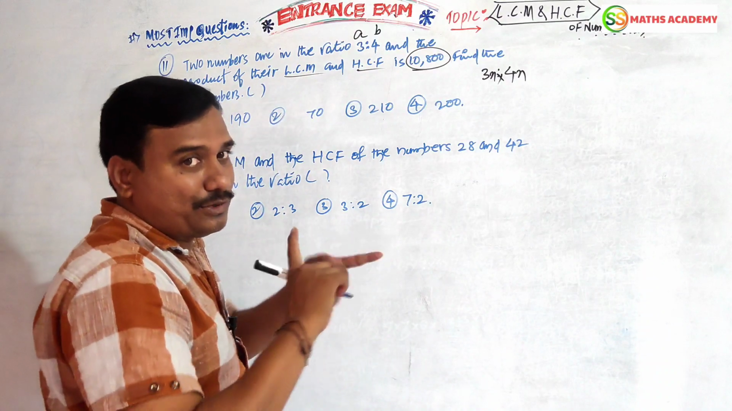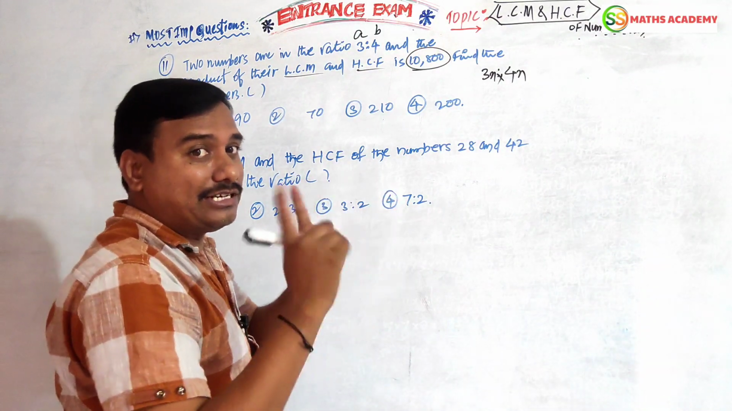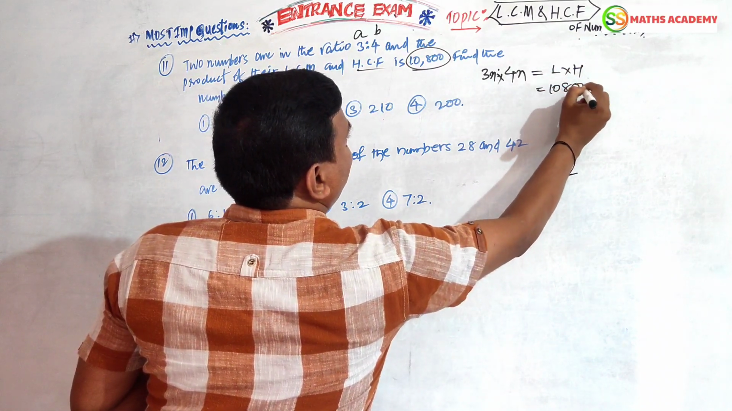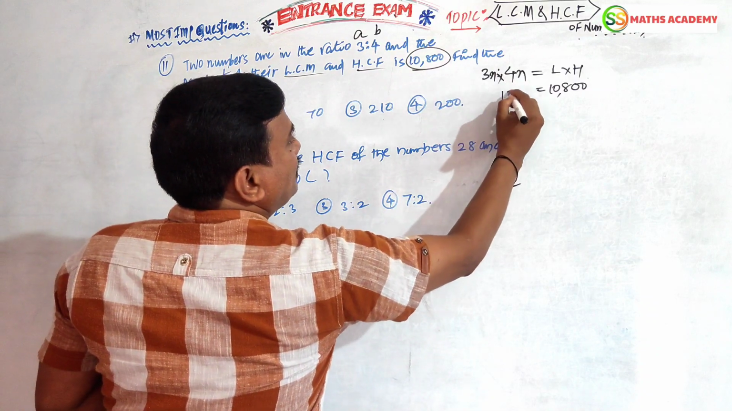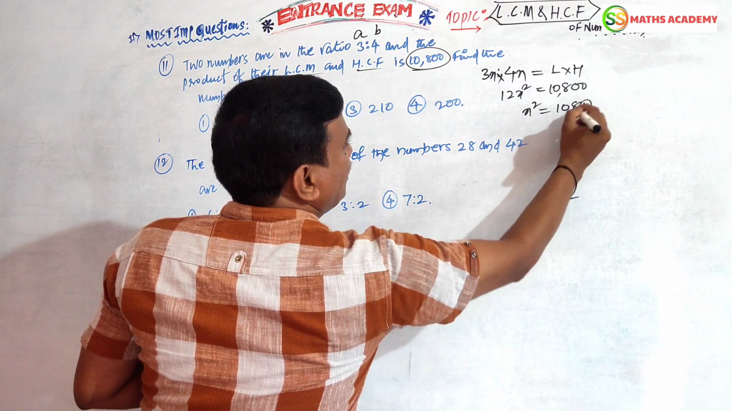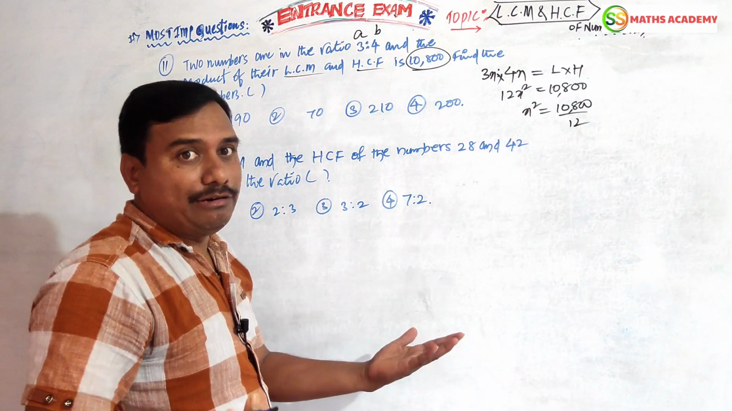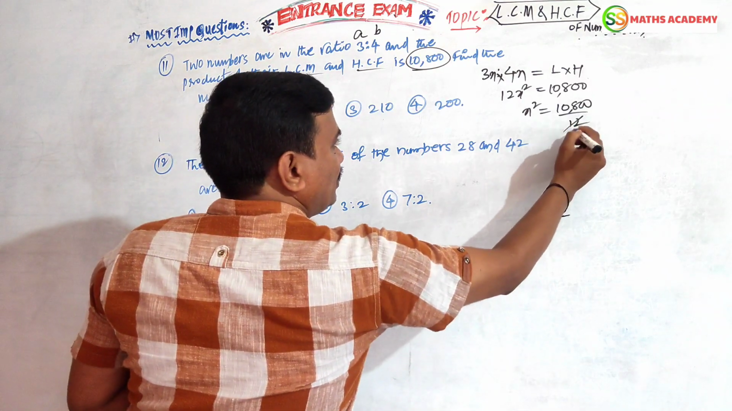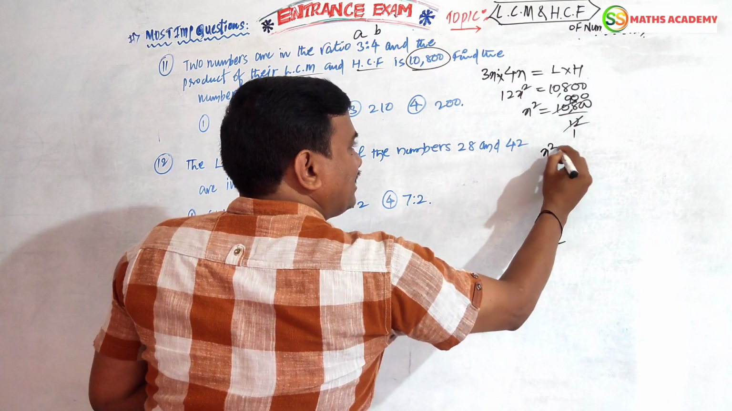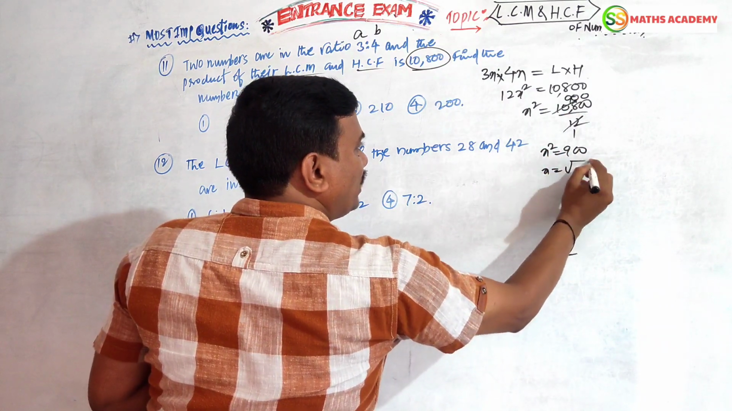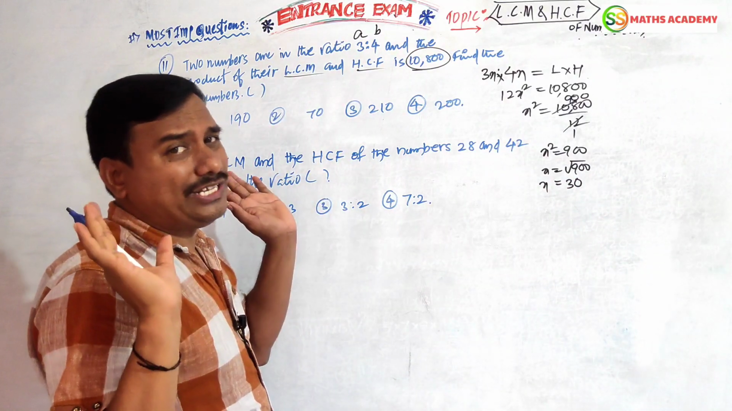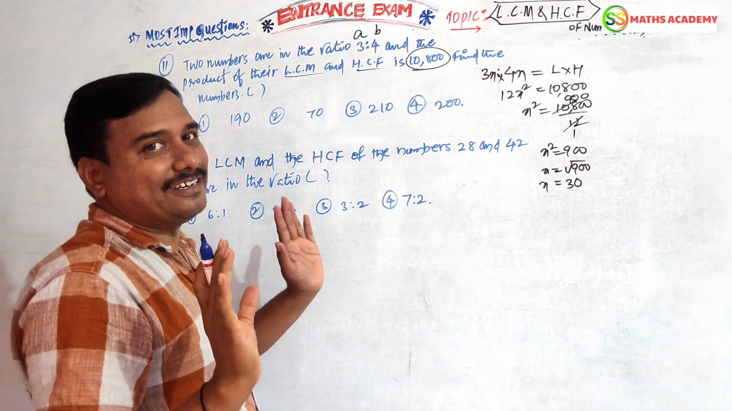The product of two numbers is equal to the product of LCM and HCF. That is the formula. 10,800 is given. 3x into 4x is 12x square. So x square equals 10,800 by 12. 12 9s are 108. 2 zeros you write as it is. Friends, x square equals 900. You know x equals root 900. Root 900 is a perfect square, you know very well. x equals 30. 30 30s are 900.